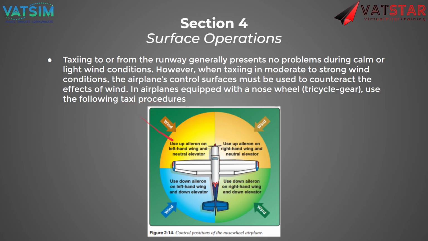When we're into the wind, you want to turn your yoke into the wind. So if the wind's coming from the left, turn the yoke to the left. If it's coming from the right, turn the yoke to the right. Does that make sense to everybody? Nobody has questions about that? All right, cool.